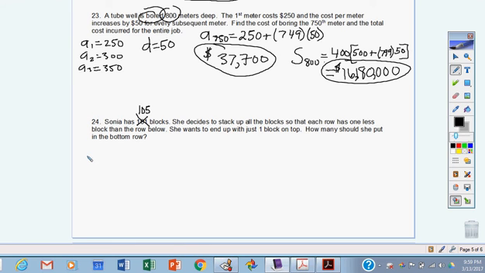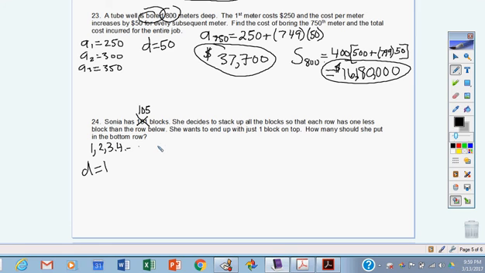All right, but she wants to stack up all the blocks. There's one block on top. I like to think about it as one block on top. Each row has one less block than the row below, so 2 blocks, then 3 blocks, then 4. I mean, obviously this is an arithmetic sequence with a d value of 1, and she's got 105 blocks in total. Okay, so how many rows should she put on the bottom row? Well, the bottom row is obviously going to be the nth term in our sequence, the last term in our sequence. So this is an arithmetic sequence, okay?